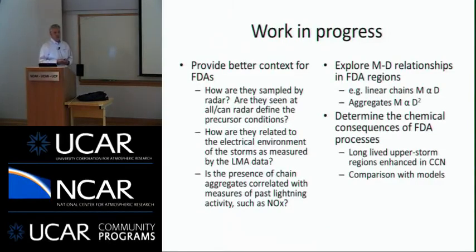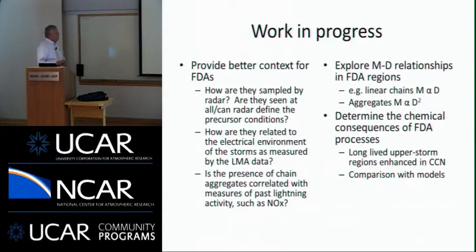And fortunately, in programs like DC3, we have multiple data sources to go to. We have LMA data, and we can try to understand the electrical environment in the storms. We have things like flash rate, and we can use this combination of radar and LMA data to try to understand it. And then we also have chemical data. So if there's a strong electrical correlation, you might expect measures of past lightning activity could be regions of enhanced NOx. And we can look for correlations there.